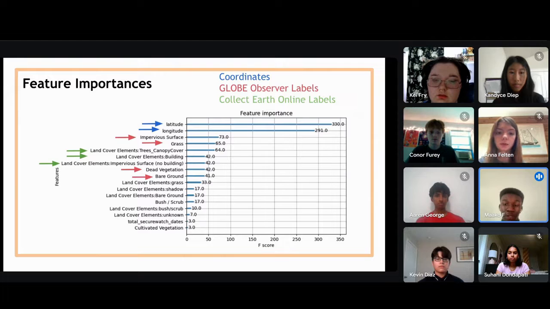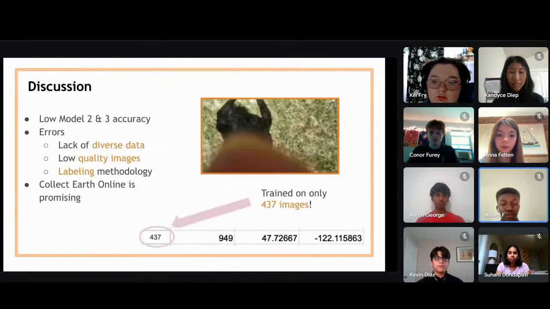This bar graph shows the features our models use to predict land surface temperature, measured using their F-score. F-score is a measure of the number of times the features are used to split data in any tree across the model. Longitude and latitude are by far the most used features, followed by 2 Globe Observer labels and then 3 CEO labels. We can consider the features with the highest F-scores to be the most important in predicting LST.